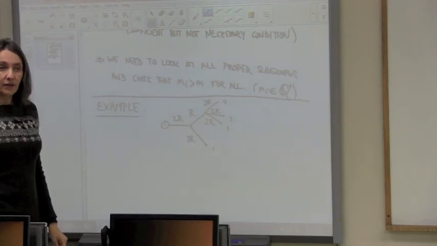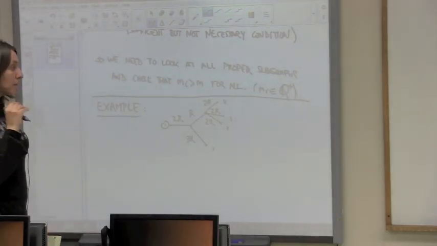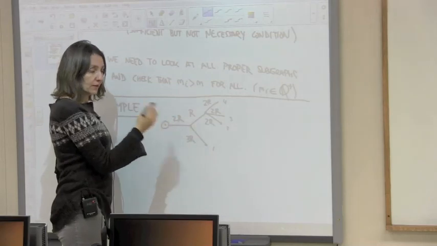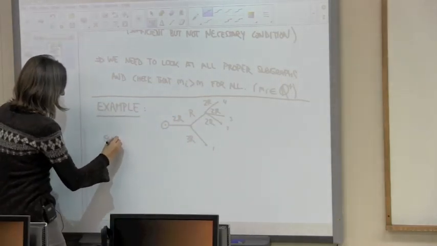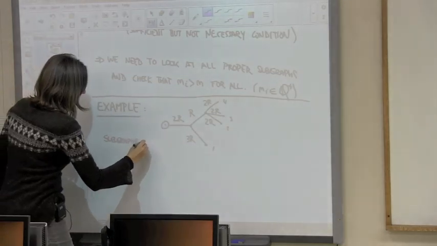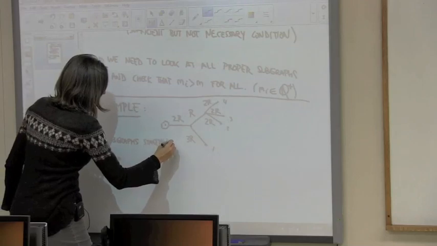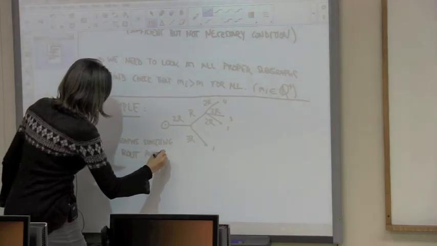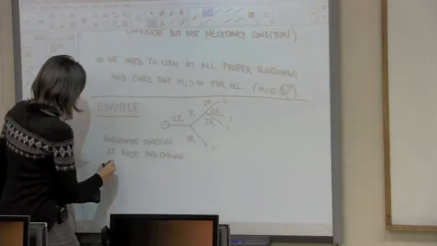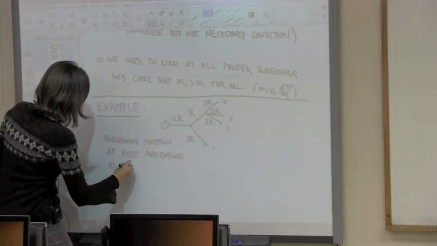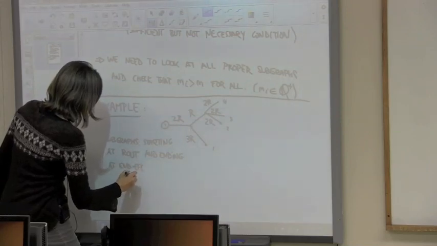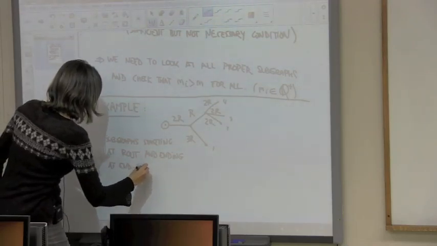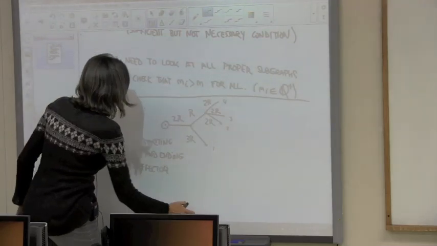Now we need to identify the subgraphs. And when we say subgraphs, we mean subgraphs going from the root to the end effector. Not all possible subgraphs, which will be just pieces of this, okay? So subgraphs starting at root and ending at end effector. So let us try to count those, okay?